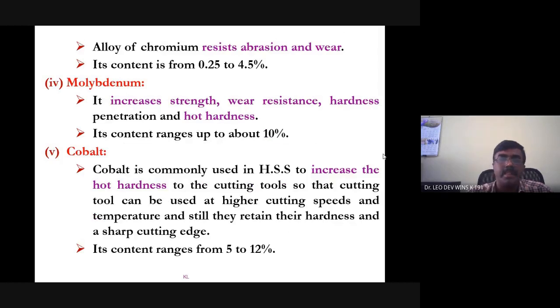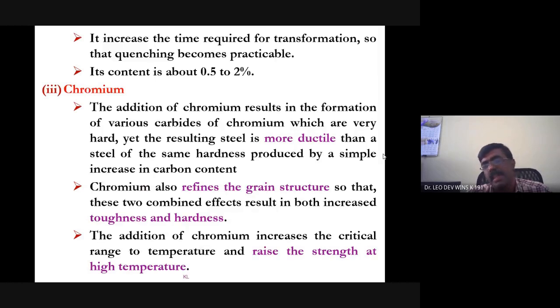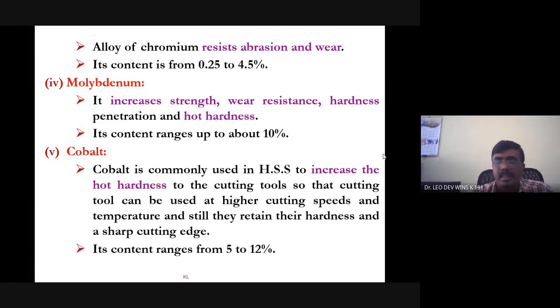It is a maximum of up to 4.5 percent to increase the toughness and ductility, so that the tool has the ability to withstand shock loads, especially when we use this cutting tool for shaping operation or slotting operation, where there will not be any continuous contact between the tool and the workpiece material. In such situations, the chromium gives the tool the capability to withstand high impact resistance. The next one is molybdenum.